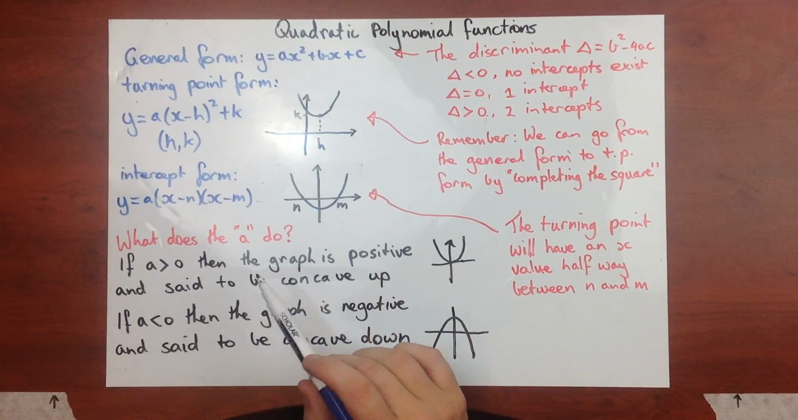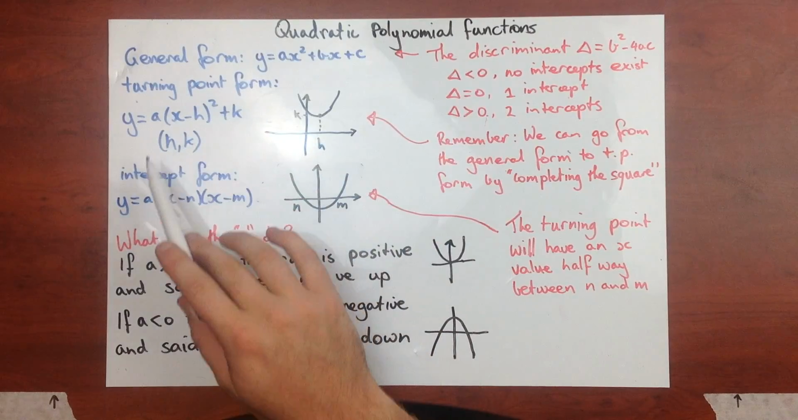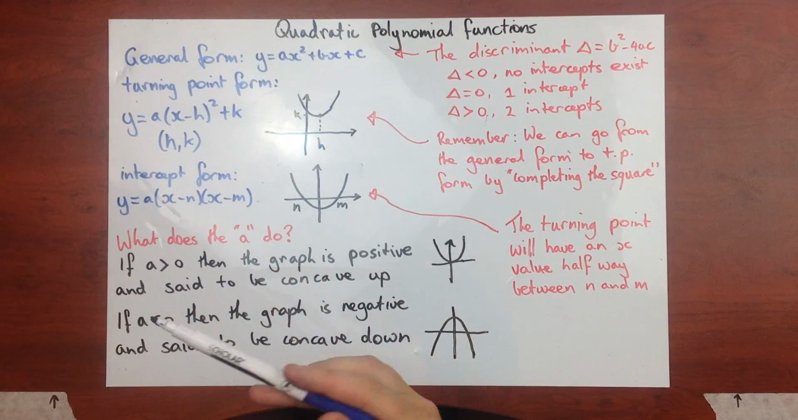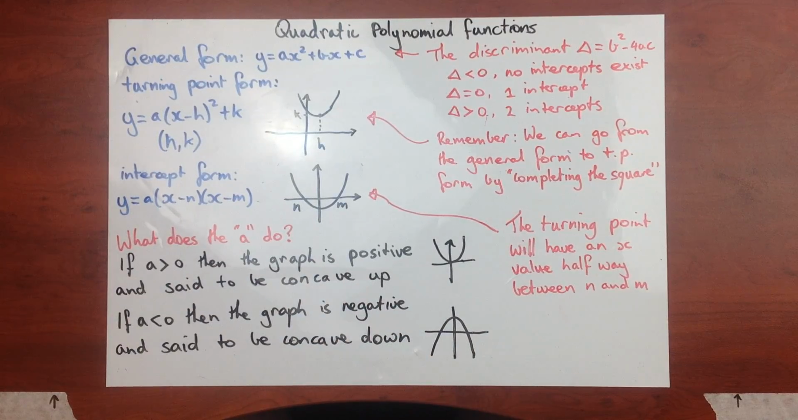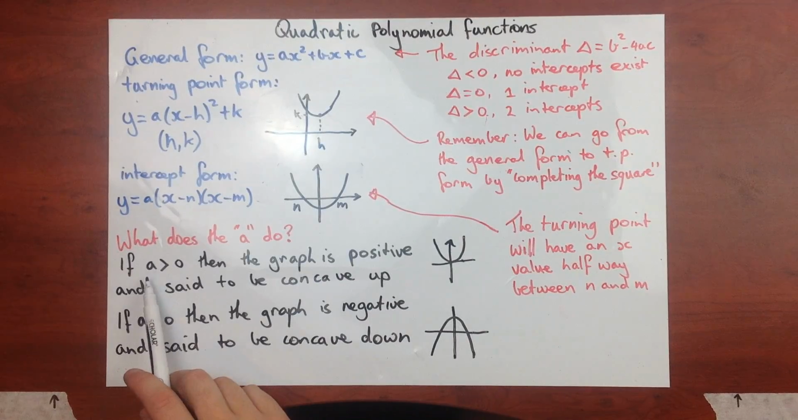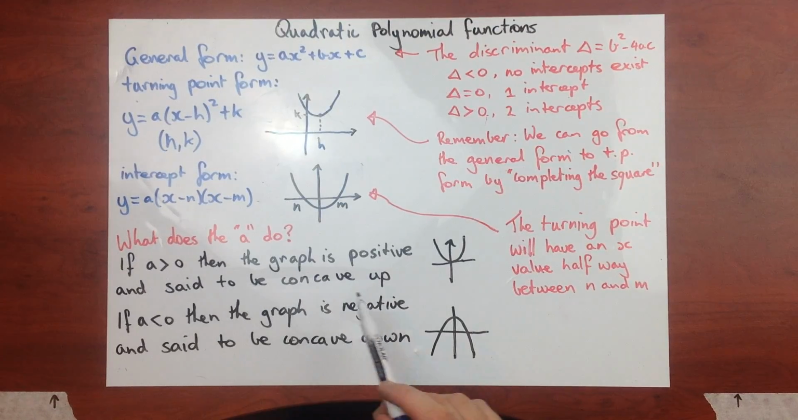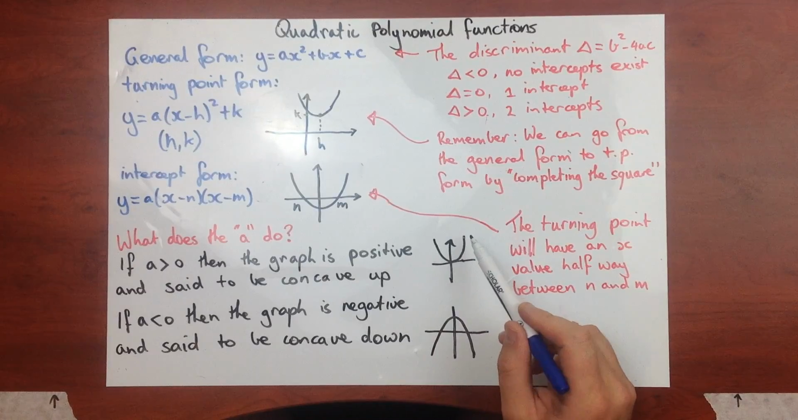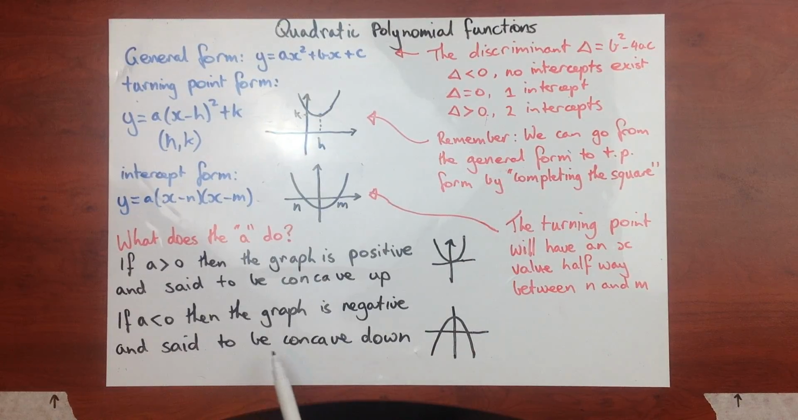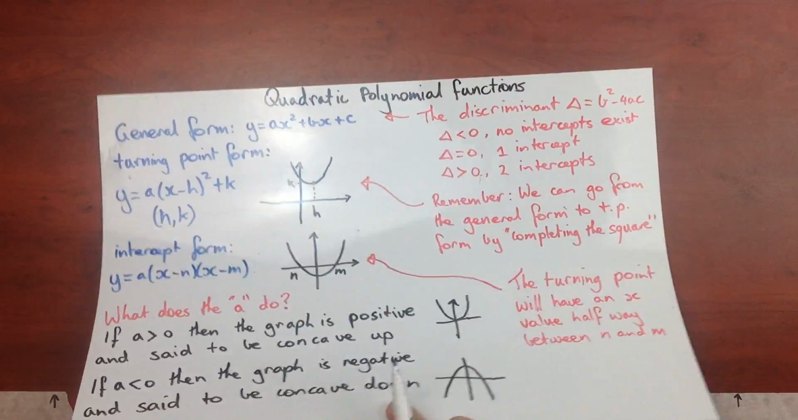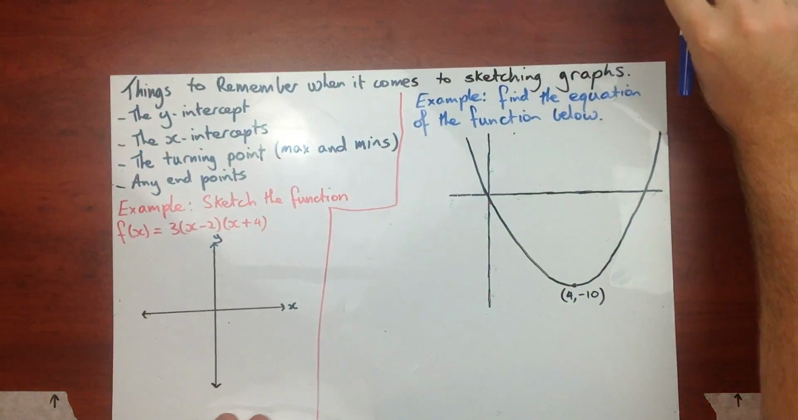Now what does the a do? We can see we've got a's in here. We're not worried about the fact that we've got dilations and reflections and translations in here. Those types of transformations are covered in a later tutorial. All we're worried about now is that if a is bigger than 0, so if a is positive, then the graph is positive and said to be concave up, like this. If a is less than 0, then the graph is negative and said to be concave down, so it goes down this way. So we're just going to have a look at a couple of examples here on quadratics.